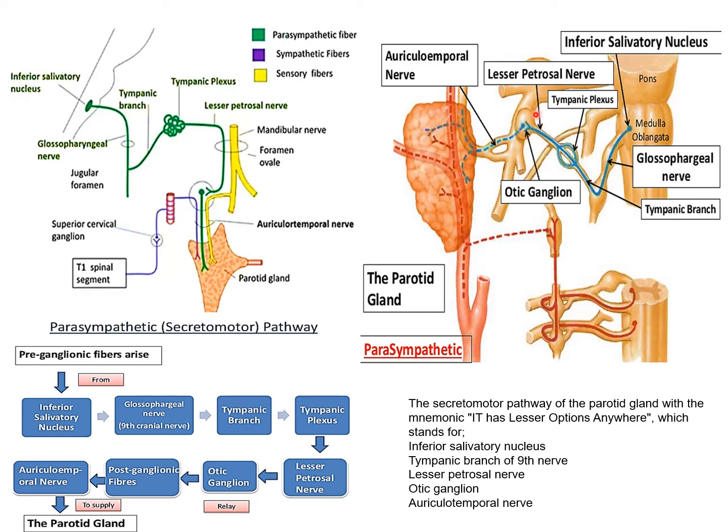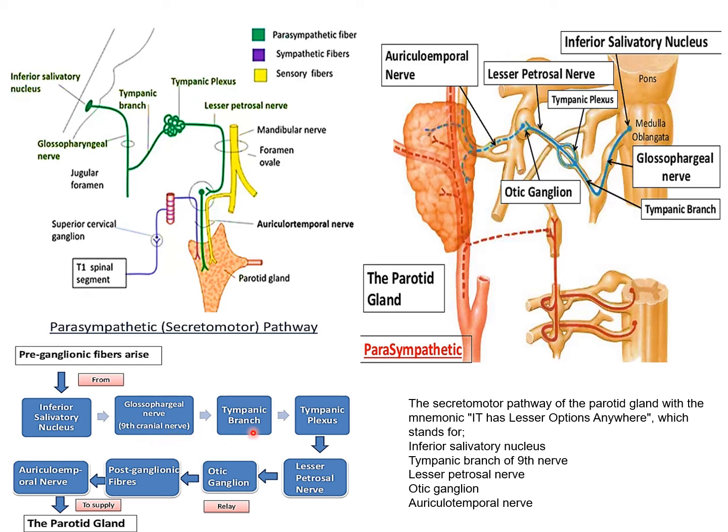The postganglionic fibers arising from the otic ganglion reach the parotid gland through the auriculotemporal nerve. In this flow chart, again to simplify it, the preganglionic parasympathetic fibers are arising in the inferior salivatory nucleus of the medulla. They pass through the glossopharyngeal nerve, which is the 9th cranial nerve.